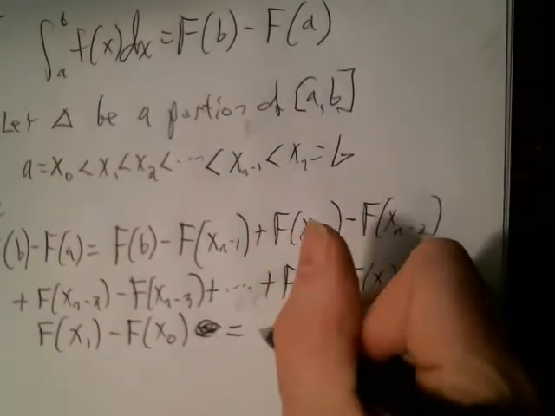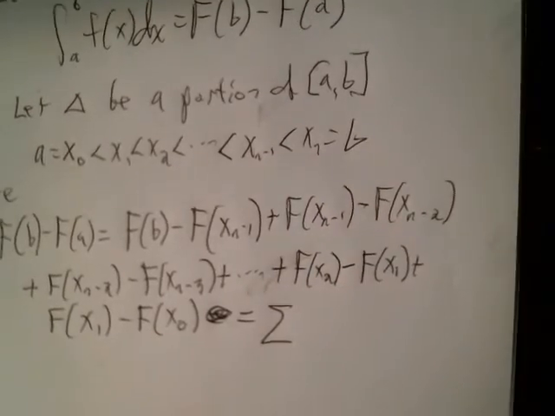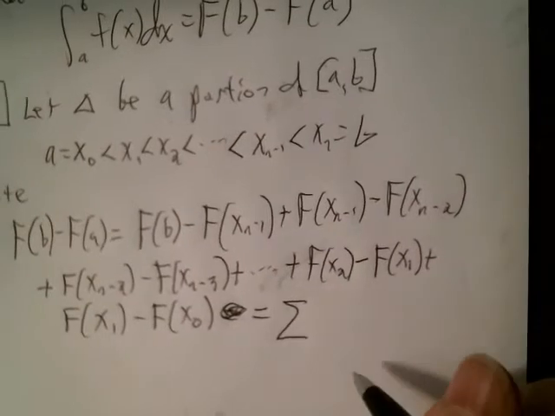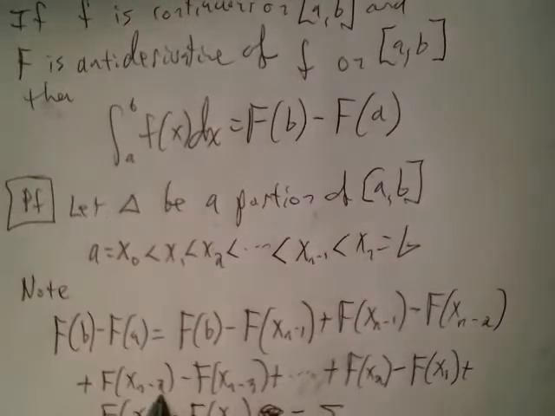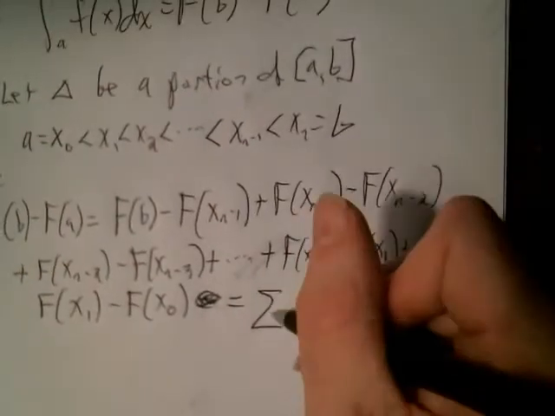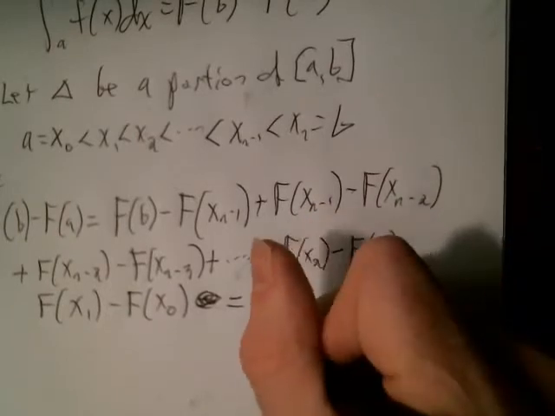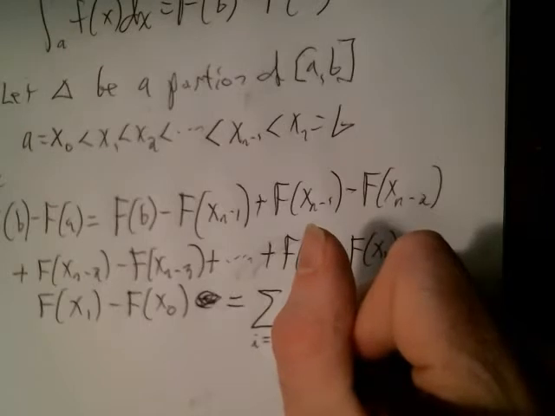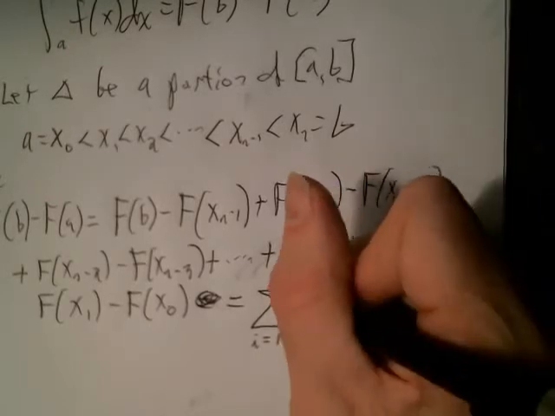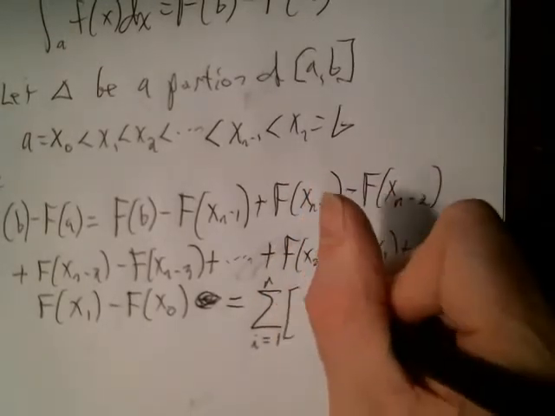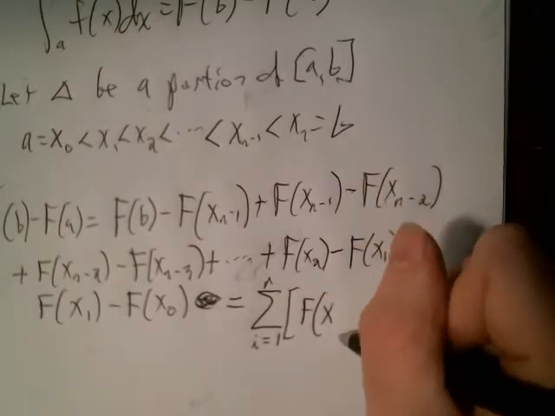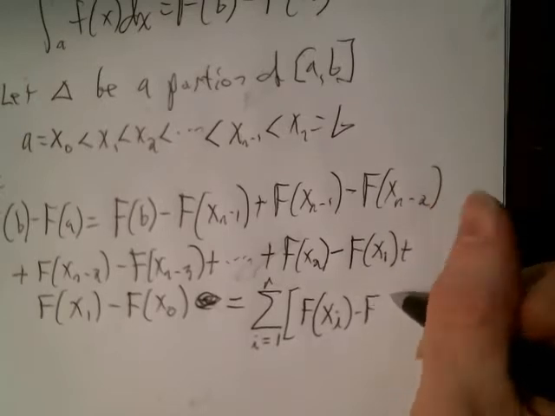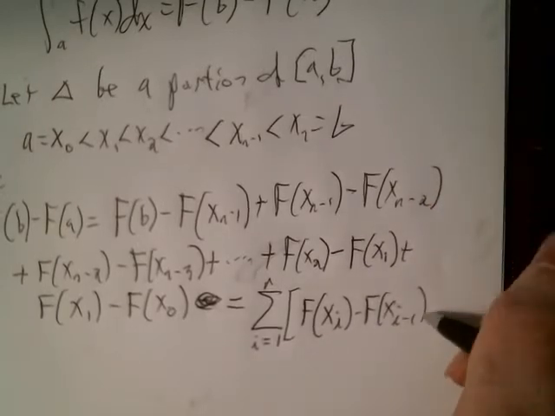Okay, so let's put this in summation notation, and then we're going to turn it into kind of a Riemann sum issue, and then we'll be able to connect the dots between this stuff and this formula here. So I'm going from i equals 1 to n of F of x sub i minus F of x sub i minus 1.